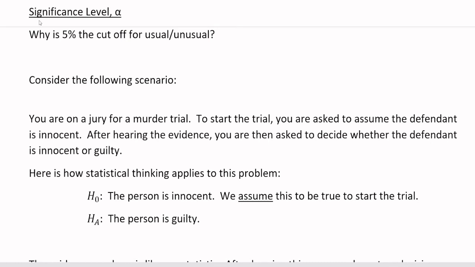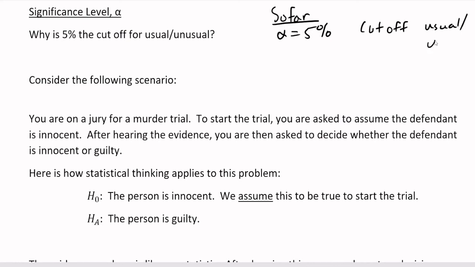So let me just make a quick note here, kind of like grounding us. So far in our class, alpha was 5%. This was our cutoff so far between usual and unusual. So this is where we have been up to this point. Oh, I'm going off the screen. Unusual. Did I fit it that time? I did. Excellent. So this is usual versus unusual.